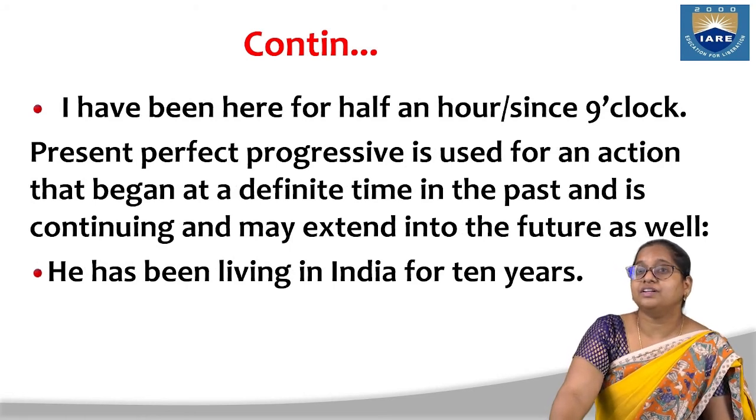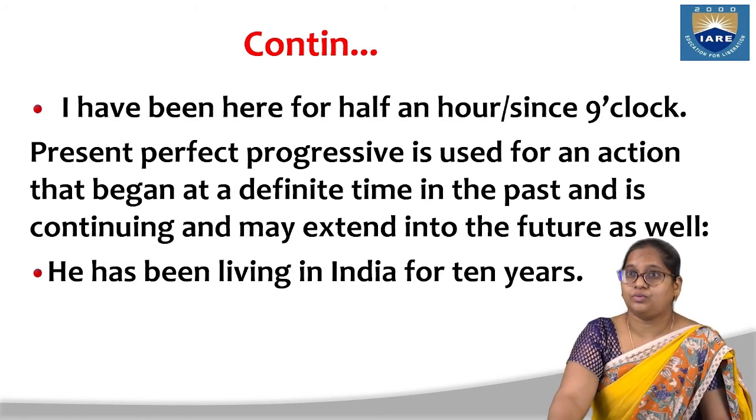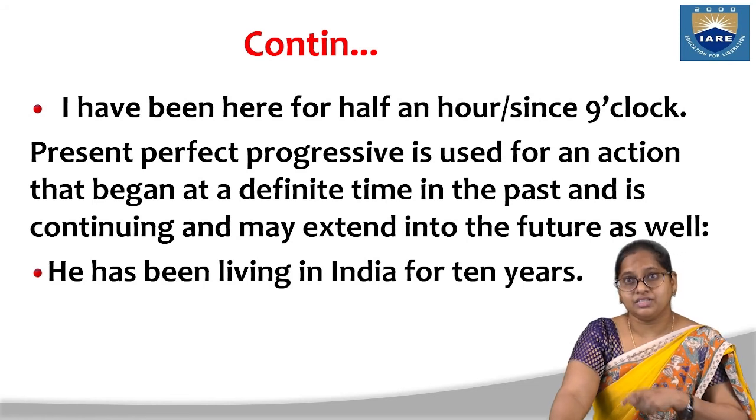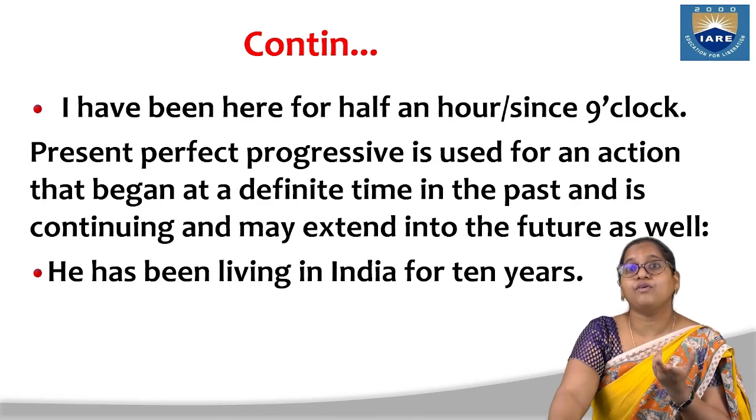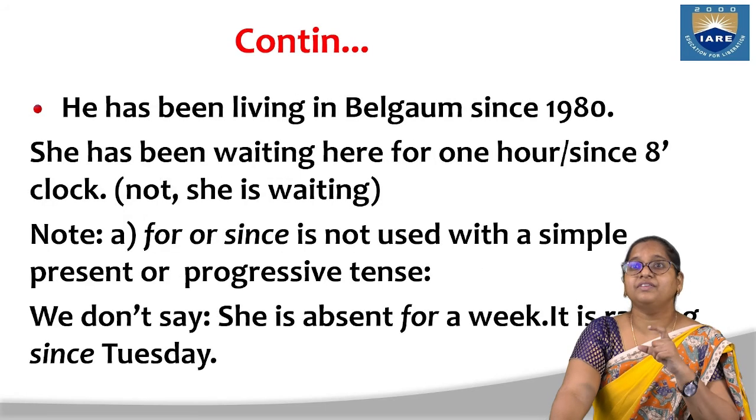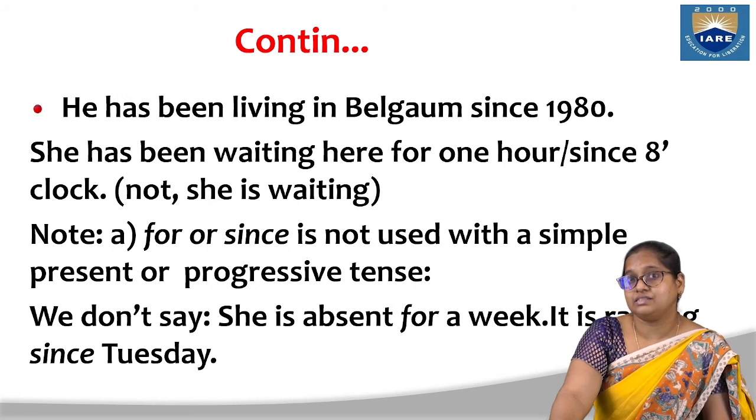I've been here for half an hour, since 5 o'clock. So in the continuous tense, perfect progressive also, you can use for. She's been living in India for 10 years. She's been living in Belgaum since 1980. All these can be used. Have a look at these examples.